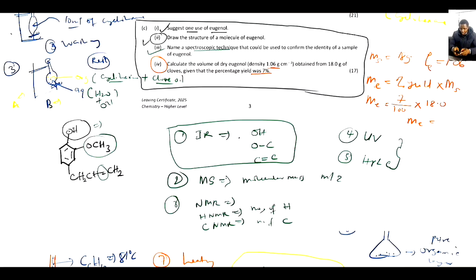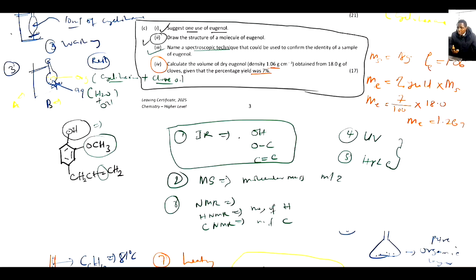So I'm going to calculate 7 divided by 100, times 18. So what do we have? We have 1.26 grams, the mass of eugenol. That's the mass of eugenol you obtain.